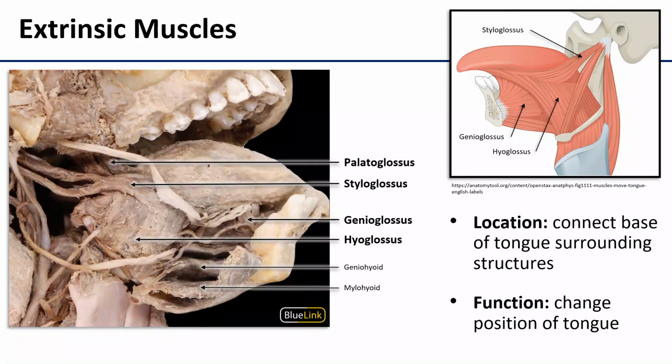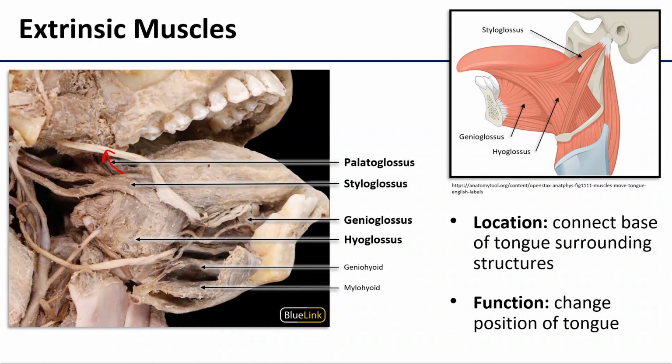The extrinsic tongue muscles are the muscles that actually move the tongue around. So they have connections to both the base of the tongue and surrounding structures. These are typically named for the structures that they attach to. So we have Palatoglossus, which is this little guy right up here. Palatoglossus runs between the soft palate and the tongue and functions to elevate the tongue.